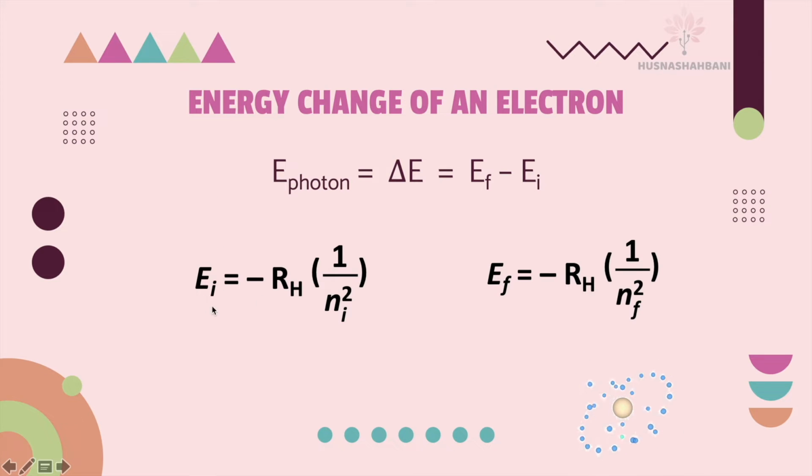The initial energy can be calculated as negative RH times 1 over n squared, where n must be n initial. For E final, it equals negative RH times 1 over n squared, and the n must be the n final, the energy level of the final, the electron at the final energy level. Here, the electron is at the initial energy level.